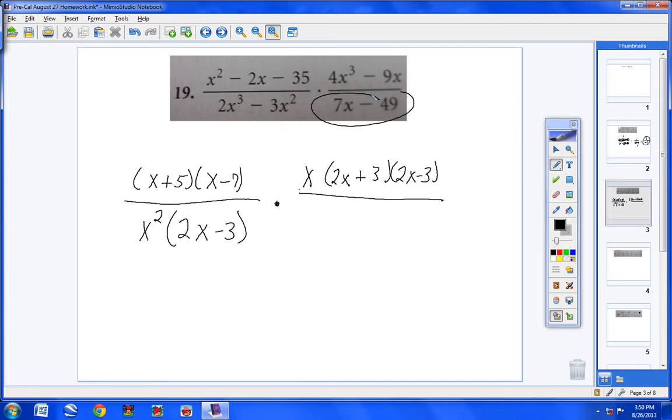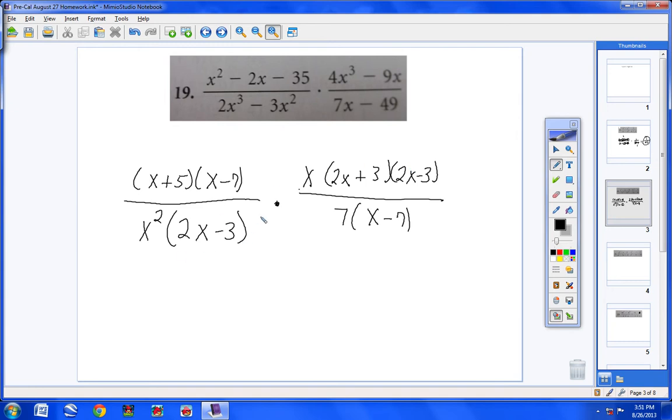Now let's see if we can do some factoring with that expression right there. 7x minus 49. Now pull out what's common. That would be a 7, and you're left with x minus 7. So again, factor out a 7, and we're left with x minus 7. All right? Now let's follow our steps. Step 1 was do all the factoring you can possibly do. Step 2 was to flip any fractions you need to flip because you're dividing, and we don't need to flip anything. Step 3 is do cross canceling.